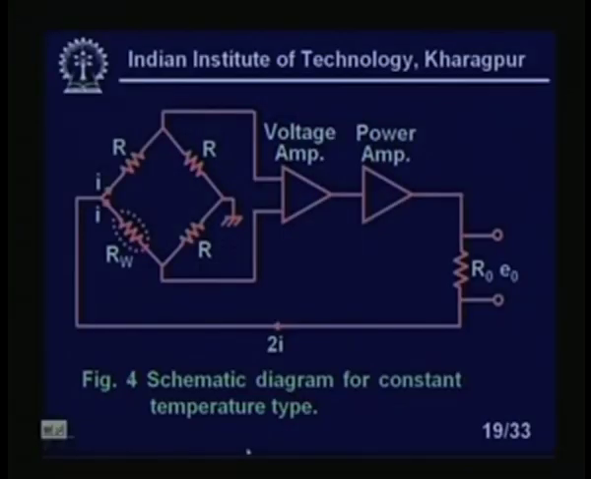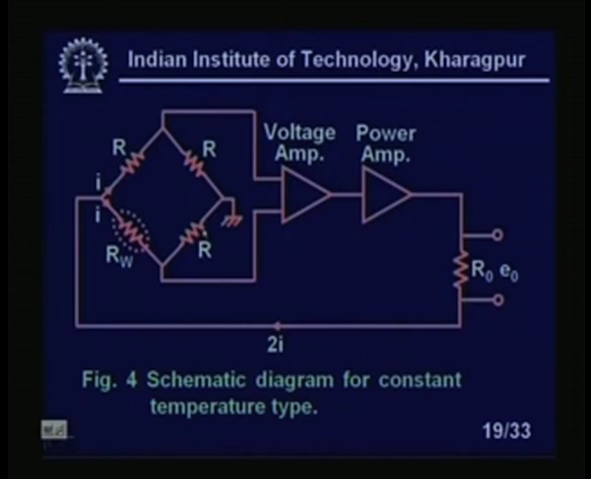Now, this is a schematic diagram of a constant temperature type of hot wire anemometer. You see here it is an auto balancing system. Rw, which is our hot wire, is put on one arm of a bridge, and all other resistances are the same. Now, you see what will happen if there is an unbalance, suppose due to resistance change. Initially it is balanced, there is no output voltage, no error voltage, but some steady state current will flow through this resistance.